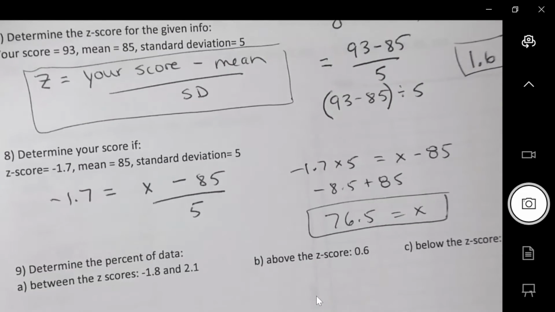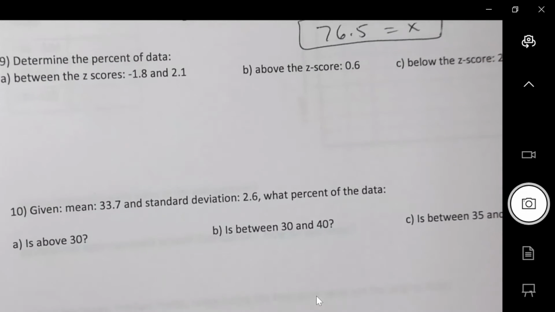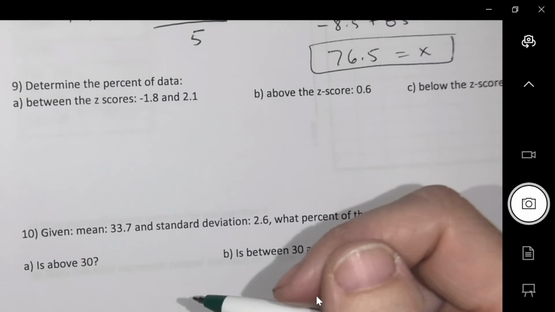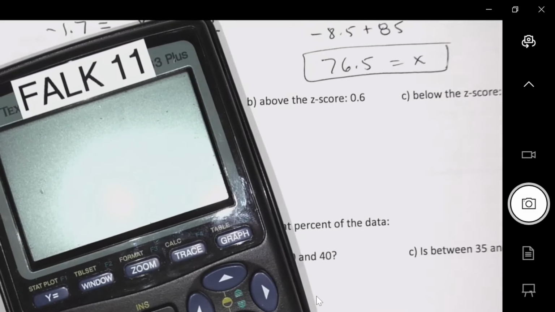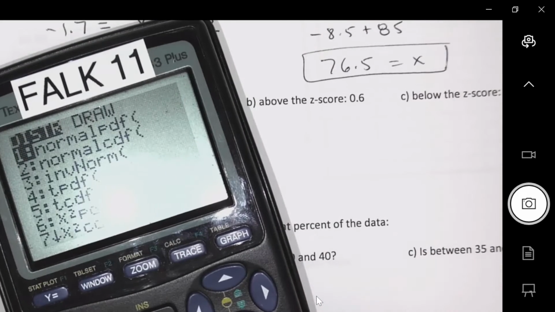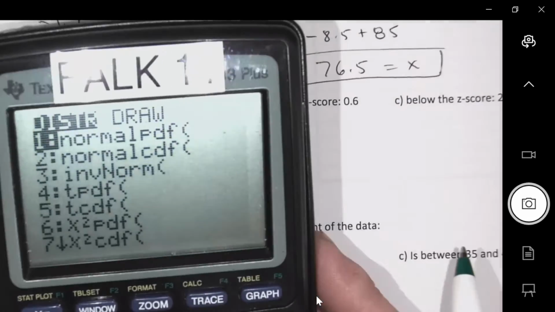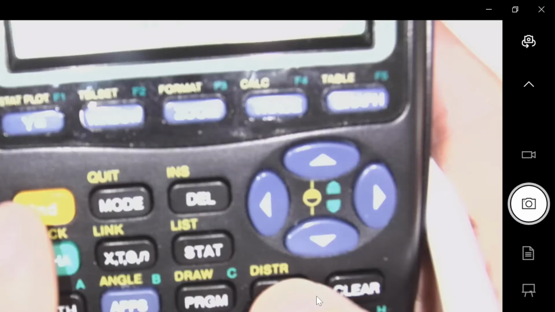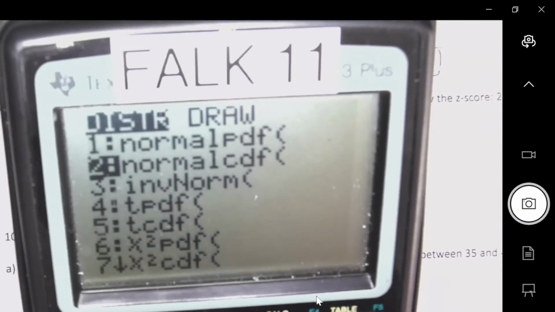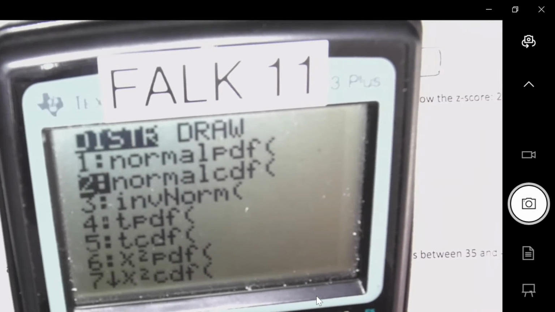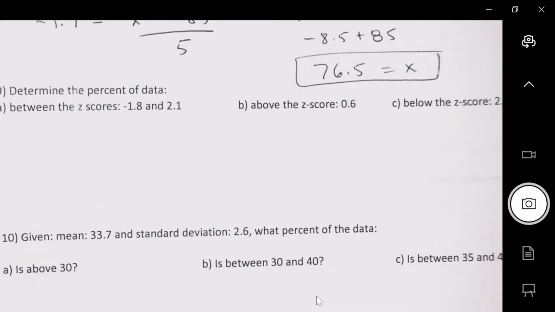Okay. Determine the percent of data between. So do you remember the calculator buttons for this one? This is all calculator stuff. So we're going to go to the distribution button. So that's where the vars, you got to push second vars. Distribution button. Normal CDF. And then you have to type in 4 things.